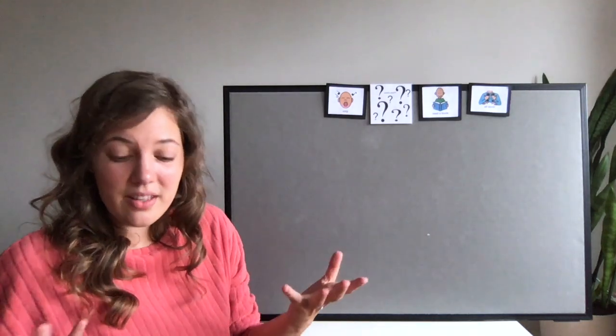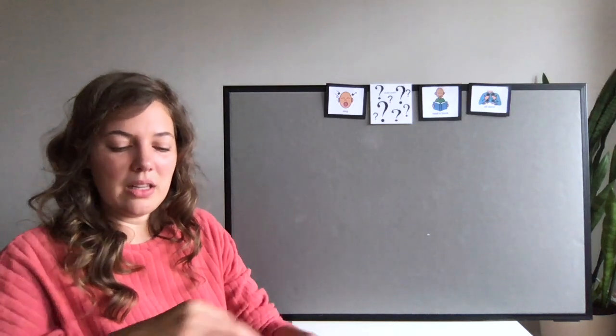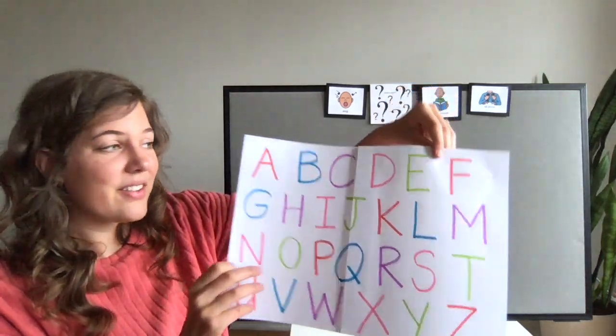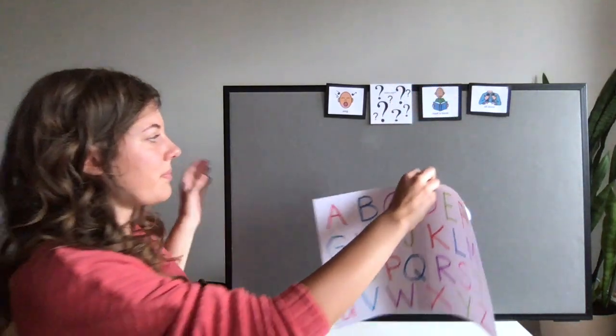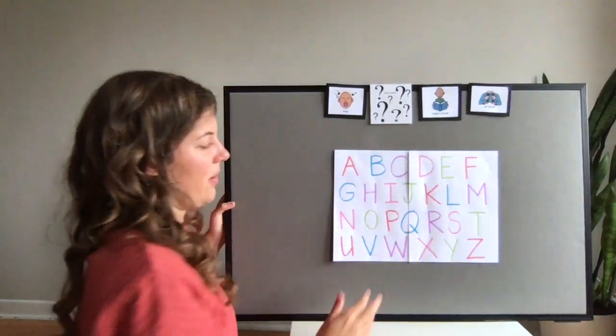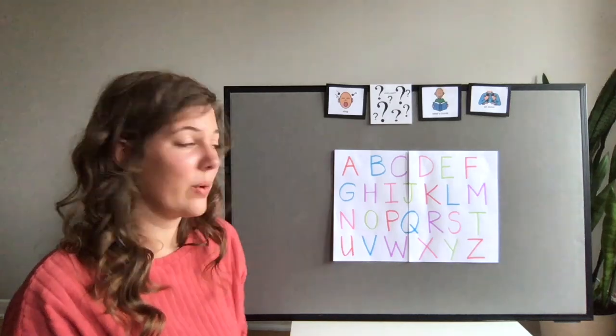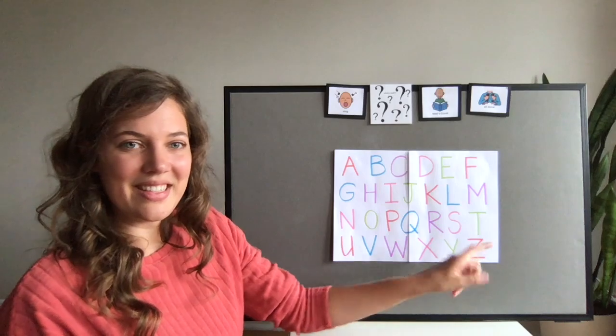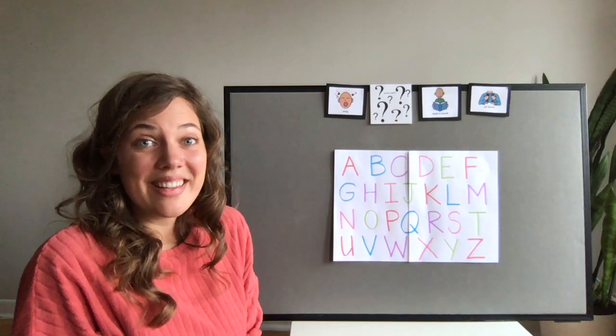But next, we're going to sing some more. We have another song. And today our song is all about letters. We're going to sing about all the letters in the alphabet. So let's put this up here. And we're going to sing together. We're going to start with A and sing all the way to Z. Are you ready? Let's sing together.